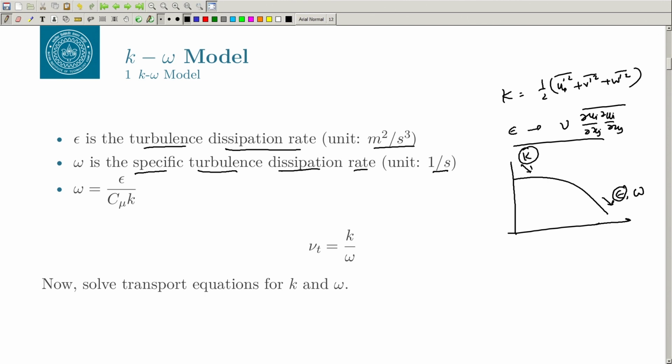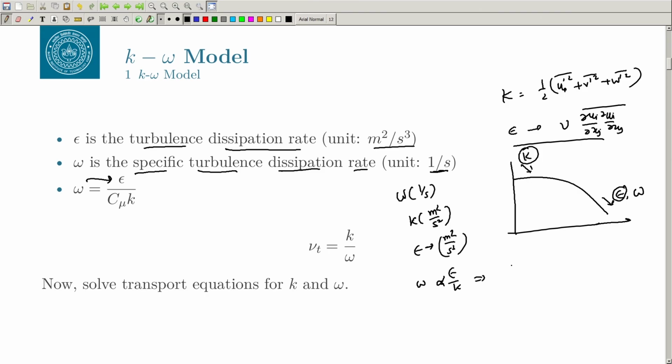Because its unit is 1 per second, it is a kind of frequency, and it can be related to your epsilon, because this also represents a dissipation rate, by epsilon by k. So, omega is 1 by second, k is meter square per second square, and epsilon is meter square per second cube. So, the quantity epsilon by k will be proportional to your omega, right, because this is meter square per second cube and this is meter square per second. So, that will give you 1 by second.